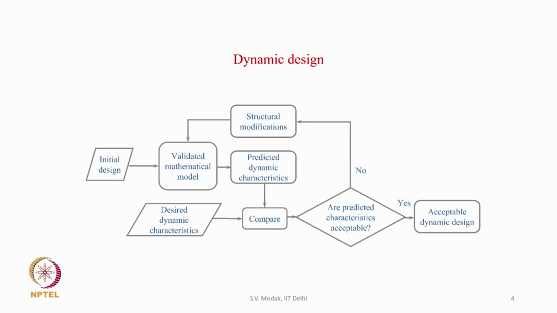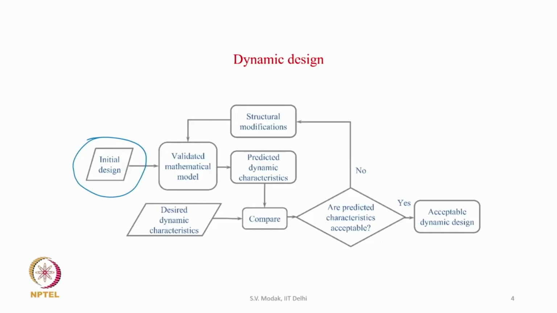This flow chart essentially tells the generic steps which are involved in the process of dynamic design. The process of dynamic design generally starts after an initial design of the product or the system has been worked out. You can see the first step here in the process of dynamic design is the availability of an initial design. This initial design may be worked out based on failure criteria related to static strength, fatigue strength, rigidity, wear and so on.